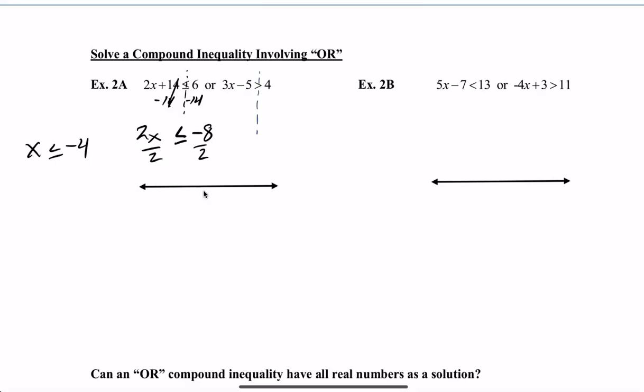Here's my dotted line. I want to isolate the x, so I'll get x by itself. Let's get rid of that 5. Plus 5, plus 5. 3x is greater than 9. Then we're going to divide by 3. x is greater than 3.